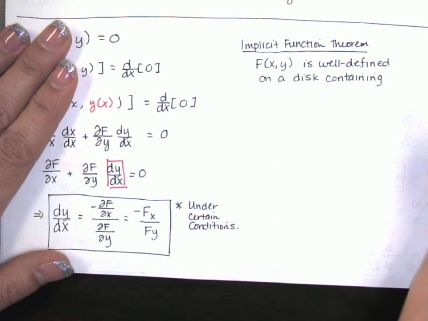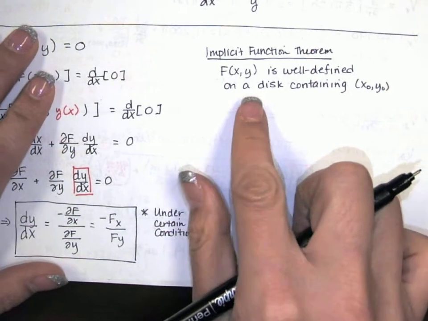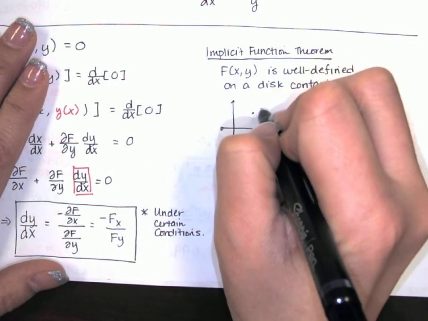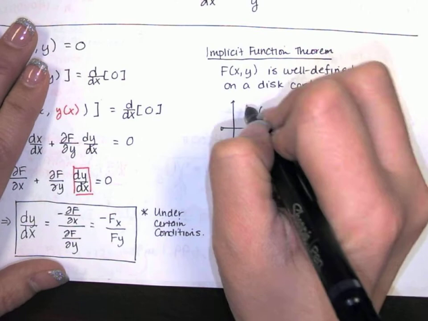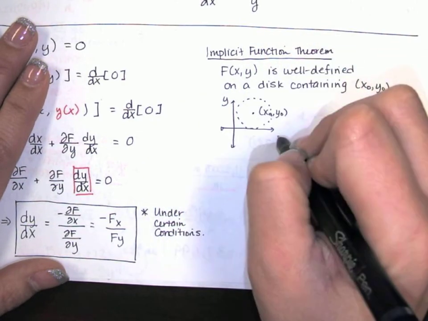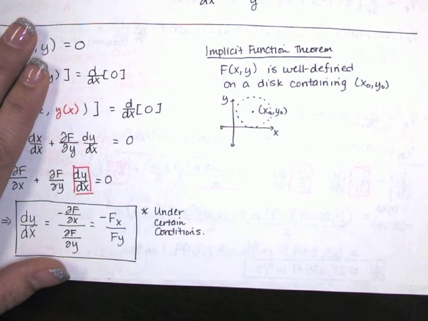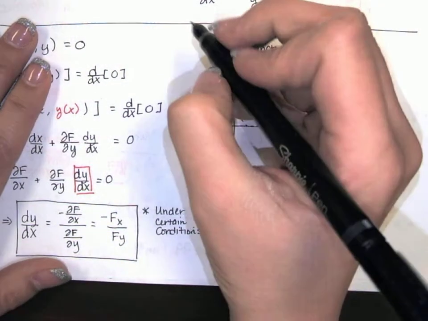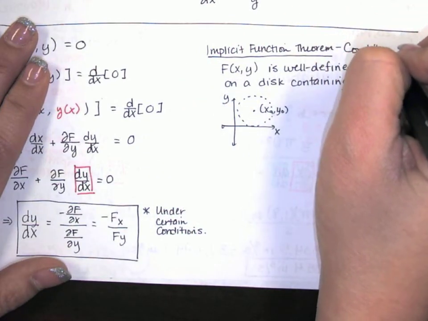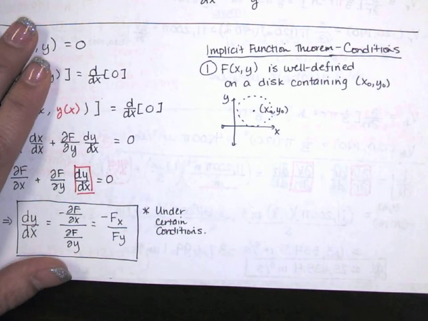So maybe we're interested in this derivative near x naught, y naught. So this function has to be well defined on some little disk that contains x naught, y naught. So here's x naught, y naught. I'm going to put a little disk around it. It's in the xy plane. Every xy is associated with a z that's given by capital F of x, y. So this function has to be well defined there. And we're listing the conditions of the theorem. What else has to be true?